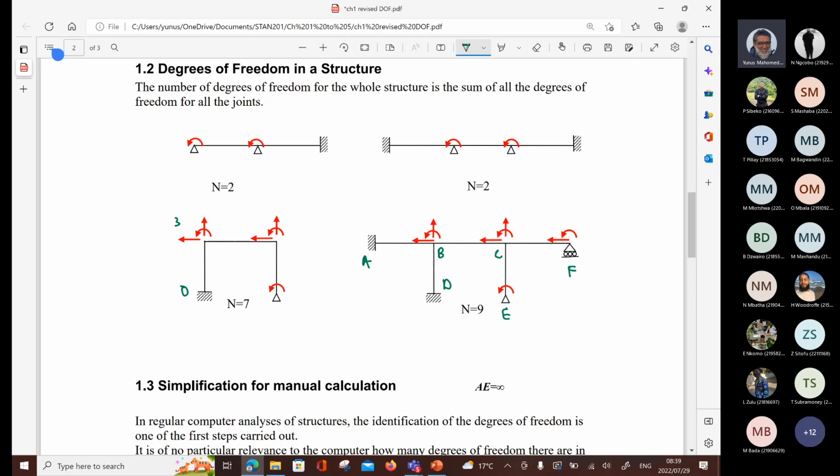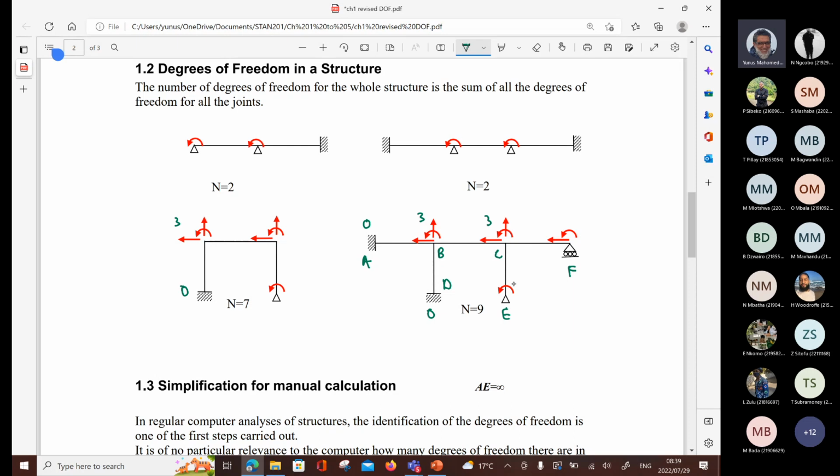Let's start with A. Any degree of freedom at A? 0, you agreed, it's fixed. B, 3 degrees of freedom. It's just a rigid connection, right? There's no support there, so 3 possible movement directions. D, 0, so that one was 3. C, 3 possible movement directions.